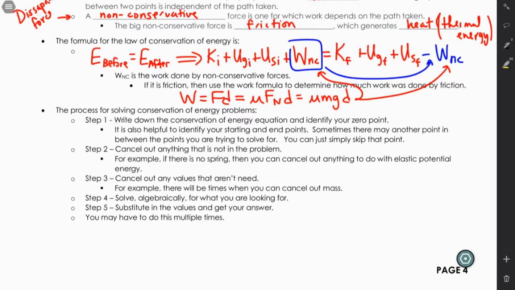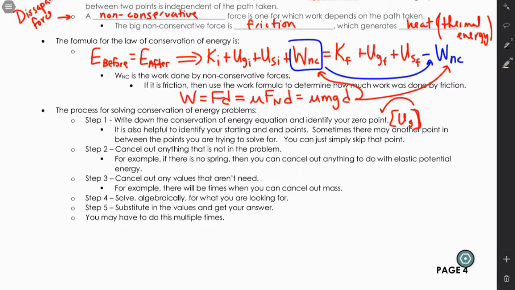Now, here's the process of solving conservation of energy problems, right? So step one, identify the question as a conservation of energy problem. Then you're going to write down the conservation of energy equation and identify your 0 point. This is for U sub G, right? And that's important to do because it's helpful to identify the starting and end points. Sometimes there may be another point in between the points you're trying to solve for, and you can just simply skip that point. And you'll see, I'll show you that here in a second on an example problem.